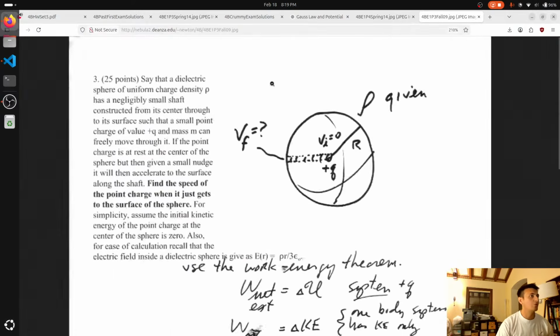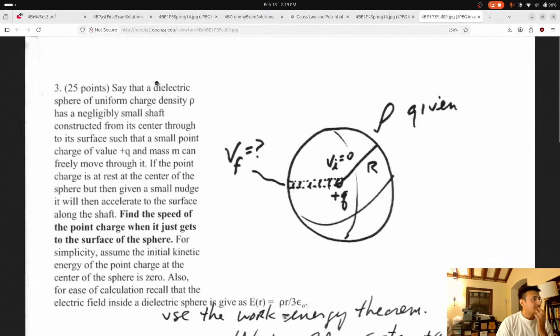76. Ooh, okay. Say that a dielectric sphere of uniform charge density rho has a negligibly small point charge of value plus q and mass m that can freely move through. If the point charge is at rest at the center of the sphere but then given a small nudge, it will accelerate to the surface along the shaft. Find the speed of the point charge when it gets to the surface of the sphere.